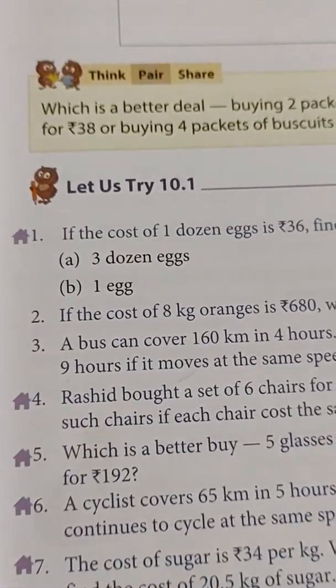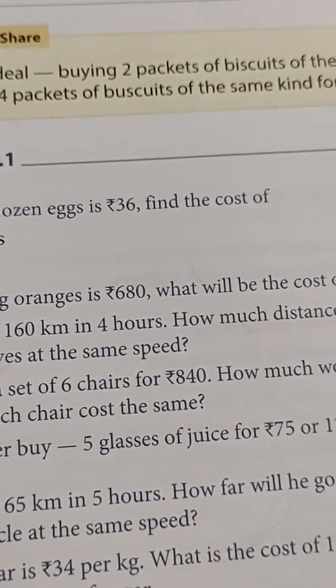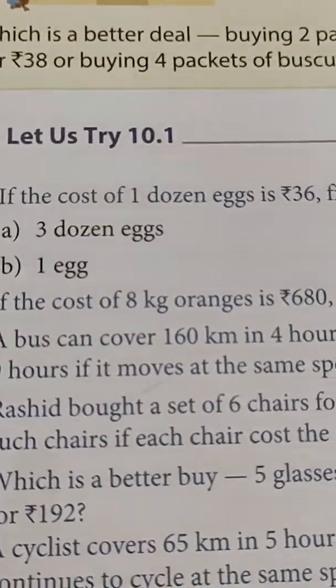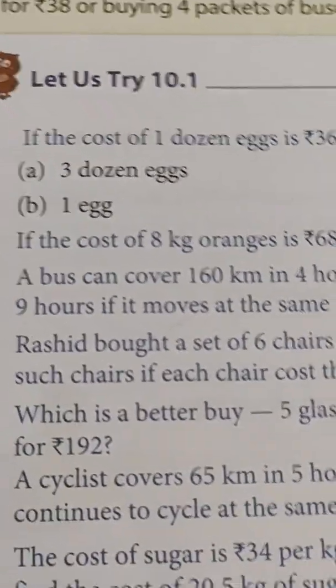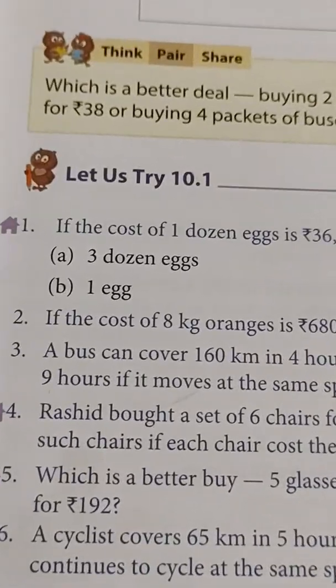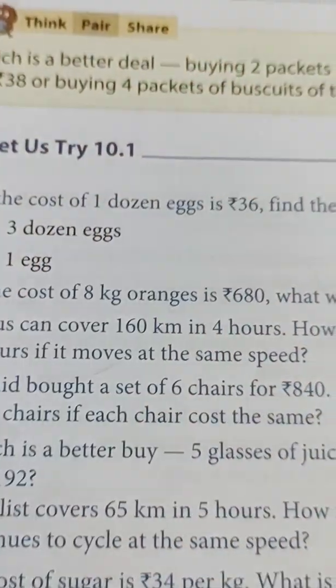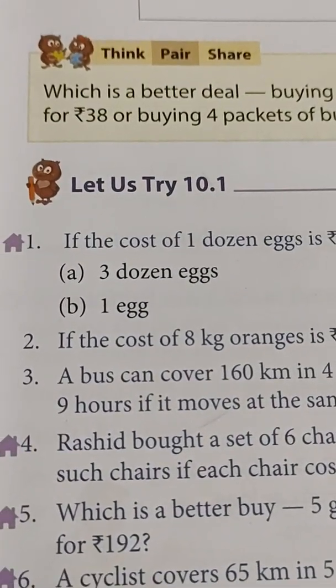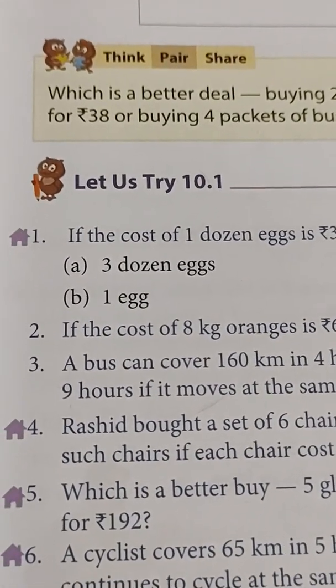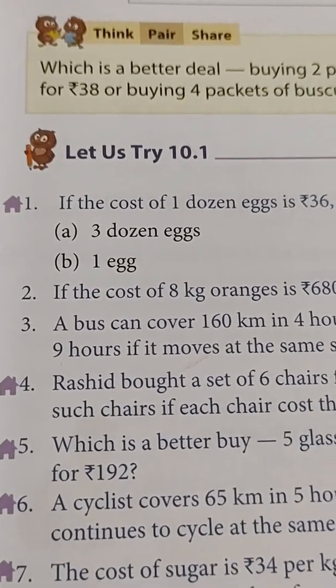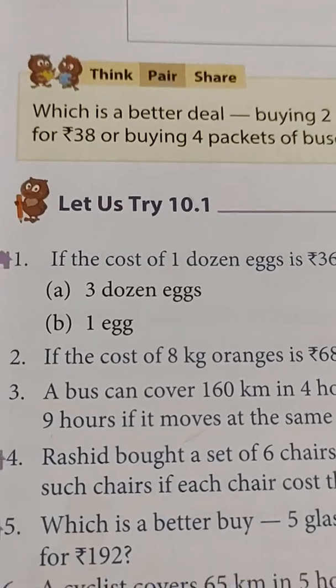So the first question is, if the cost of 1 dozen eggs is rupees 36, find the cost of 3 dozen eggs. 1 dozen is already given, 36, and then you have to find the cost of 3 dozen eggs. So I think it's quite clear. 1 dozen is 36 and you can multiply with 3 and then you will be able to find out the cost of 3 dozen eggs. Before starting with this topic, please watch the video that I have shown in the class. I will be sharing the same link in the group also.